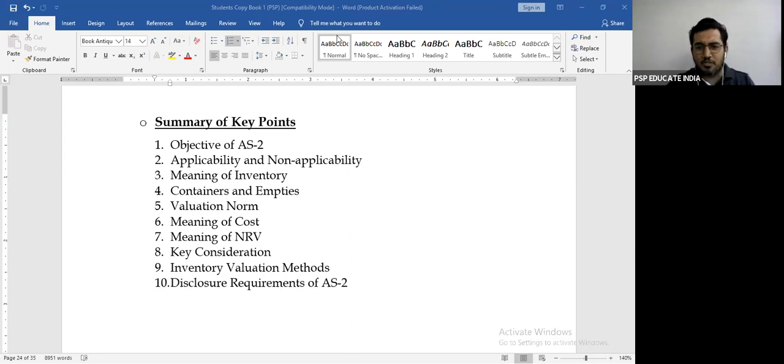Quickly on the chat box, everyone. Are you clear with the entire AS2? I want everyone on the chat box. Are you absolutely clear with accounting standard 2? Very important accounting standard. And we have done it from scratch again. From the first statement, we have done it again. So those who have already attended earlier, I'm sure you will take the benefit of this, that we have done it twice.